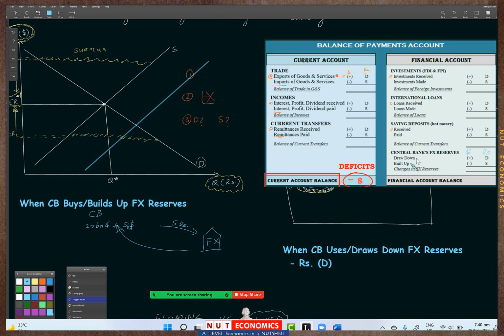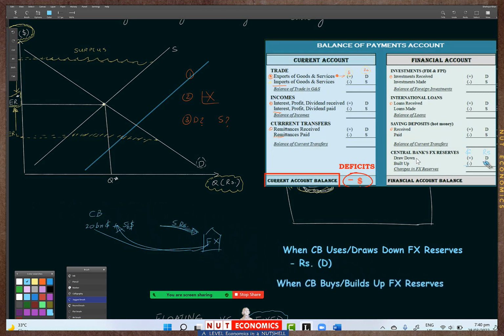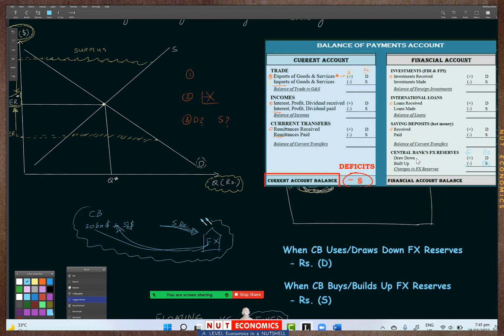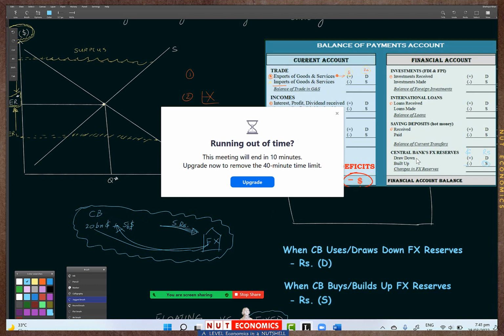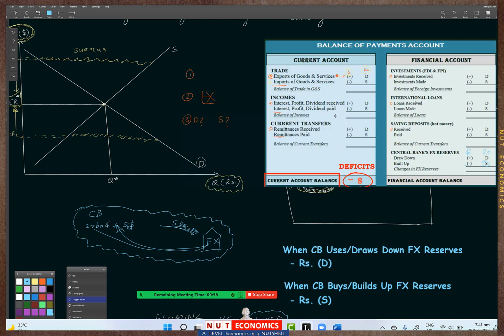So building up or buying of reserves means dollar outflow. From the system, the central bank has taken away the dollars. And in place of those dollars, the central bank has supplied or provided rupees. So building up of reserves means supply of rupee will be created. Again, even if I give you this explanation 10 times, you will again confuse it until and unless you sit back on your own and think through this once on your own. You will have to practice this.